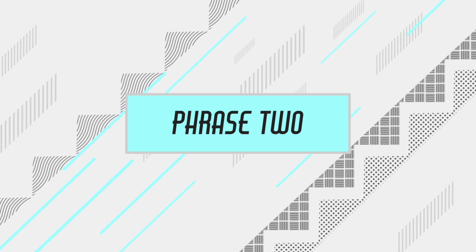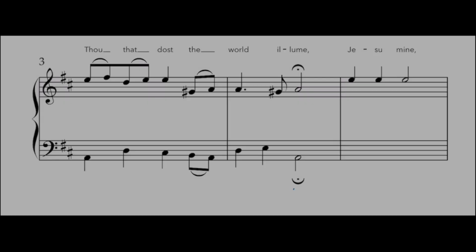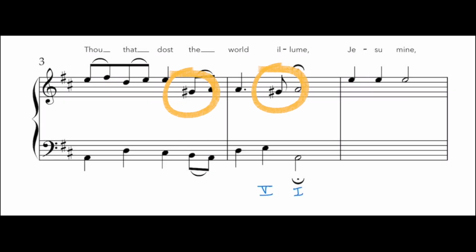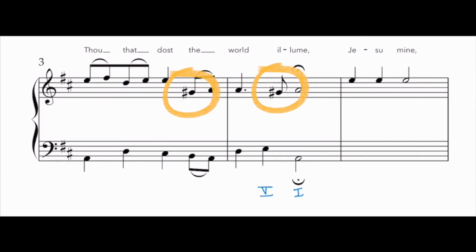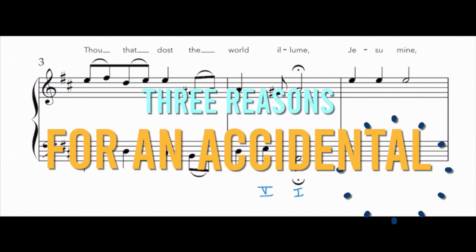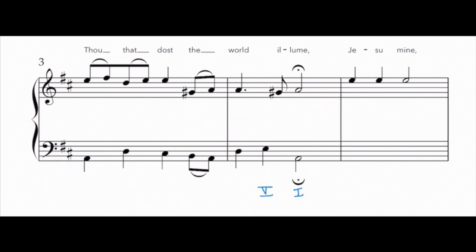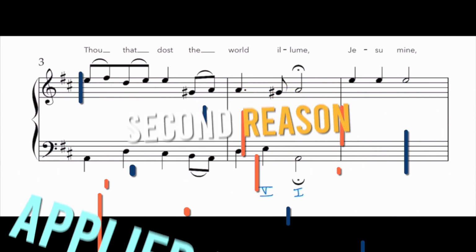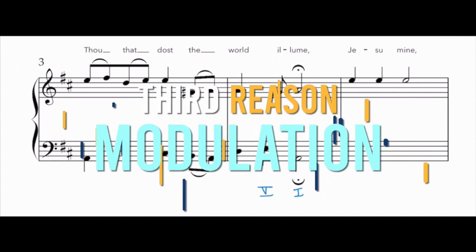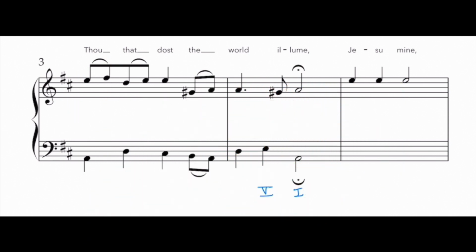Moving on to phrase 2, let's jump ahead to the cadence again. Here I see an accidental signaling to me that something is happening. Remembering that we're in a major key and an altered 6th or 7th isn't applicable, there are really only 3 reasons an accidental would appear. First, it's a non-chord tone. 2, it's an applied dominant. Or 3, I've modulated.